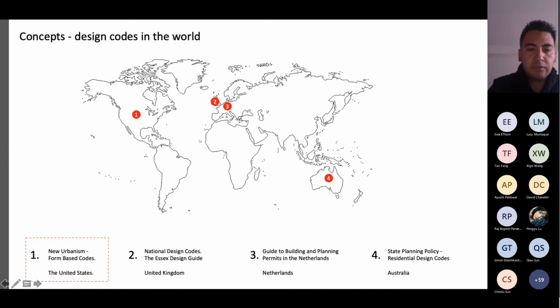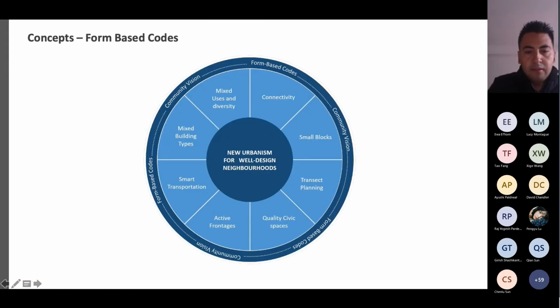So this is a diagram that shows how the form-based codes are connected with new urbanism. Basically, new urbanism is in the center. New urbanism looks for some important principles in terms of how you can improve the quality of living for people around the world. It looks for well-designed neighborhoods, including connectivity, small blocks, quality of civic space, and other features that are important for this.